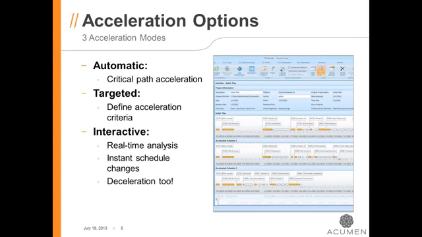Here are the 3 acceleration options or modes in the tool. The first is automatic acceleration. This is focused primarily on the critical path. Next, we have targeted acceleration. This is my favorite mode because we get to control which areas of the schedule get accelerated and which don't.